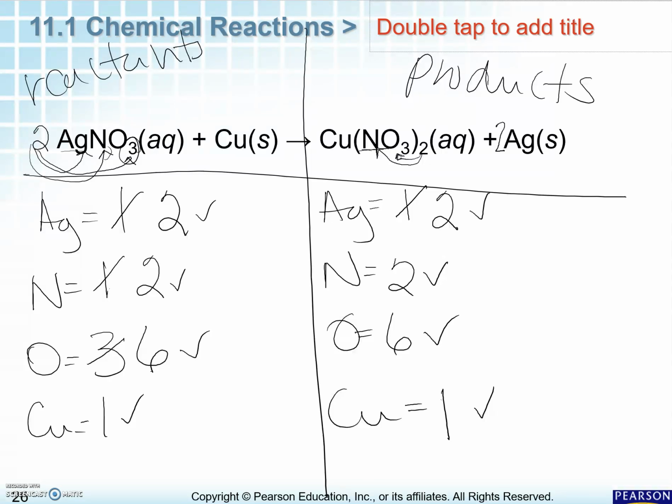Looks like everything now balances. So our equation is finally balanced because all of our answers are the same for each element. All of the matter is conserved, and you are all set to go.